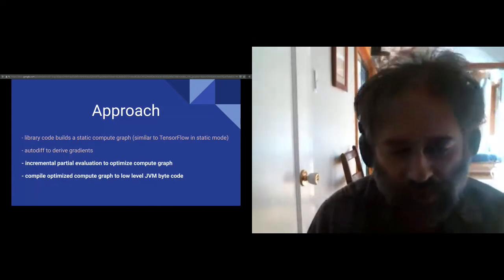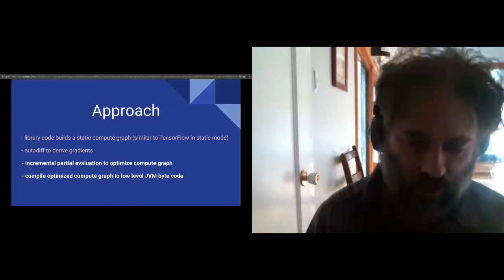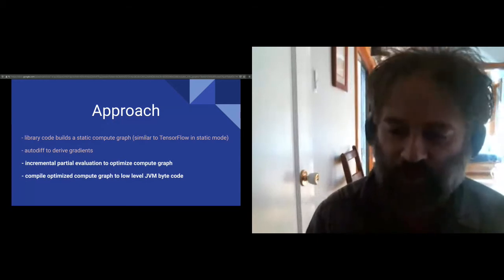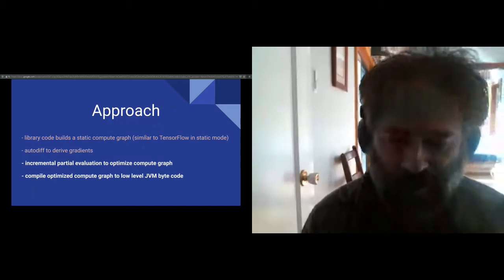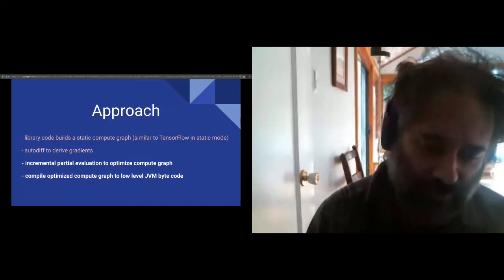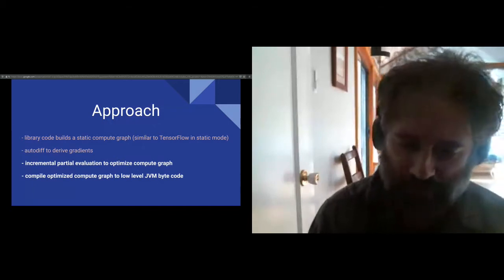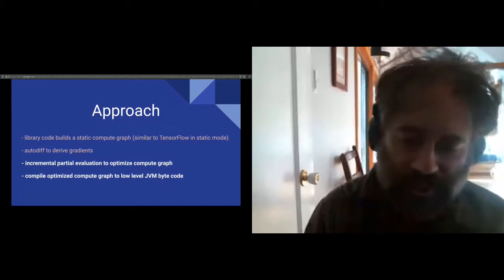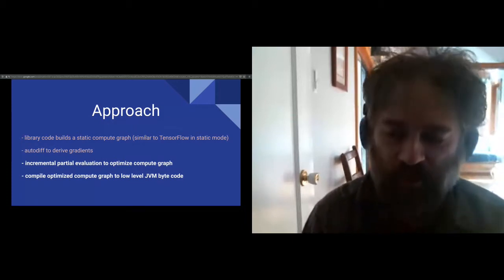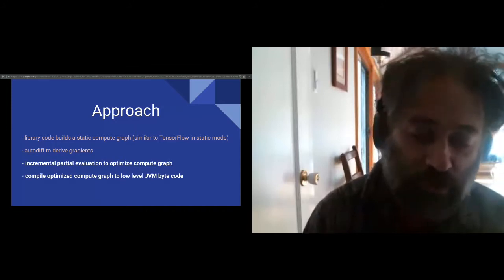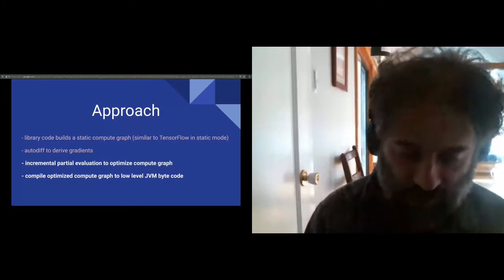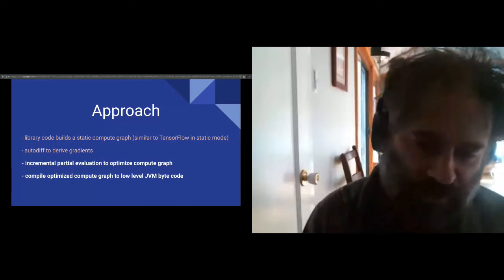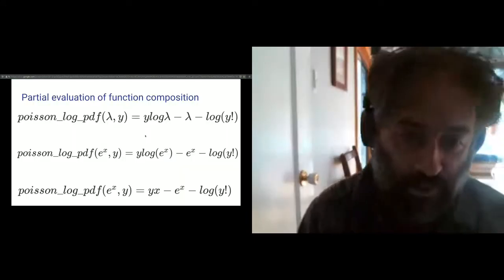One is incremental partial evaluation while building up the compute graph, to do quite a lot of optimization. The other is, once we have the optimized compute graph, to dynamically compile it to as low level as we can, JVM bytecode, so that the inner loops of the samplers are running very fast. So I'm going to talk about how we went about that.